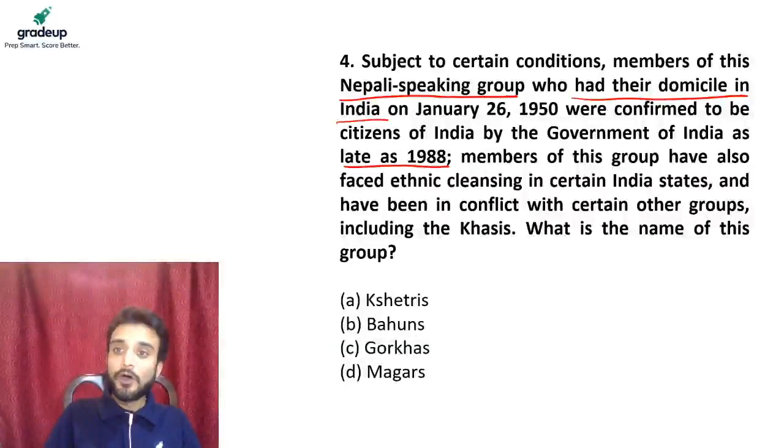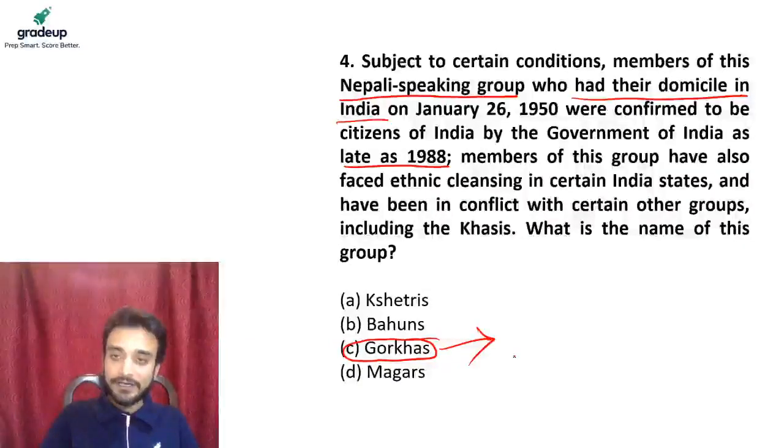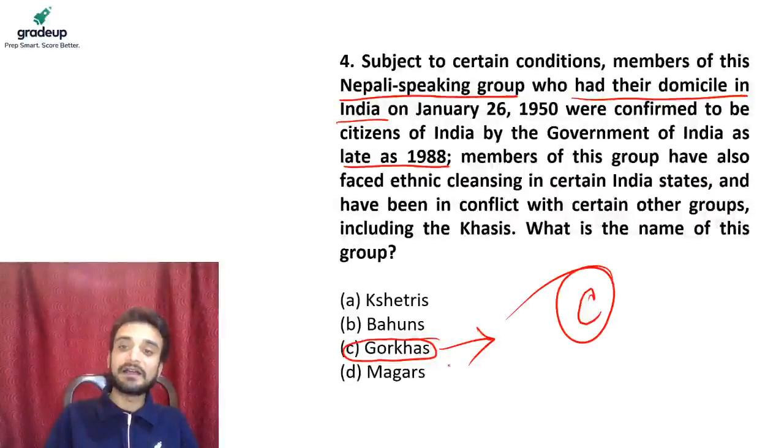Members of this group have also faced ethnic cleansing in certain Indian states, which have been in conflict with other groups, including the Khasi. Which is the group we are referring to? Most of you have given the correct answer. That is called the Gorkhas. There is also a regiment in the Indian Army known as the Gorkha Regiment. So option C is the correct answer.